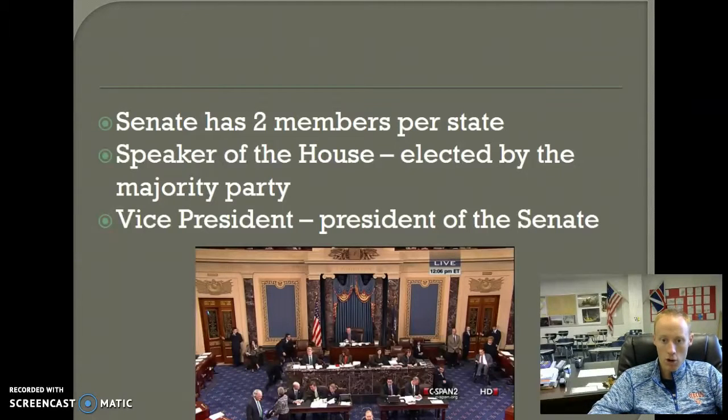The Speaker of the House will negotiate with senators and the President on what they need to get done or what they're willing to do. And right now, in 2016, the Republicans have the majority in the House of Representatives, so they got to select their fellow Republican, Paul Ryan from Wisconsin, to be the leader and Speaker of the House.